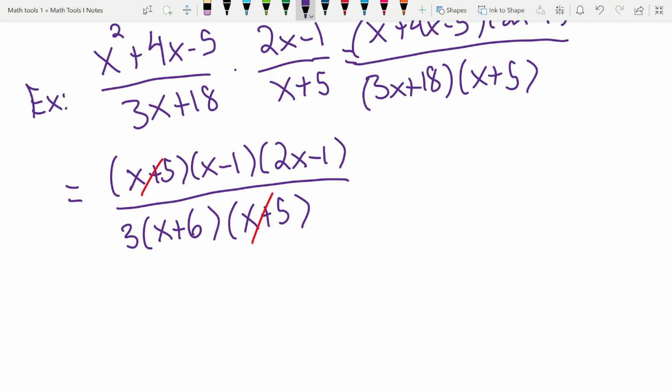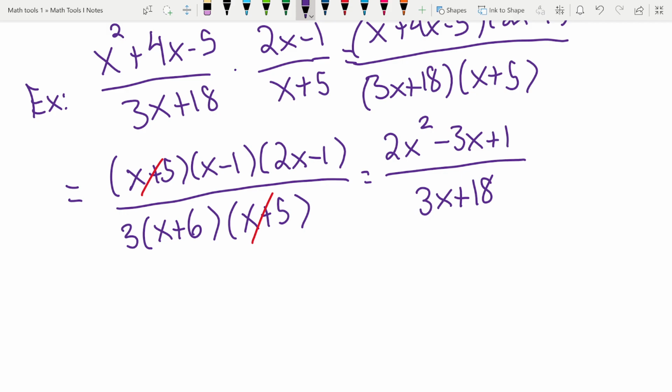So now that everything is canceled, now we can multiply it out. Again, depending on the context, maybe you won't want to multiply it out. Maybe you do. Whether or not you're supposed to just depends on what book you're following. I don't really care either way, unless the problem specifies to multiply it out. But anyway, let's go ahead and multiply this out. So we get 2x squared minus 2x minus x, so minus 3x plus 1. And then there's the 3x plus 18.